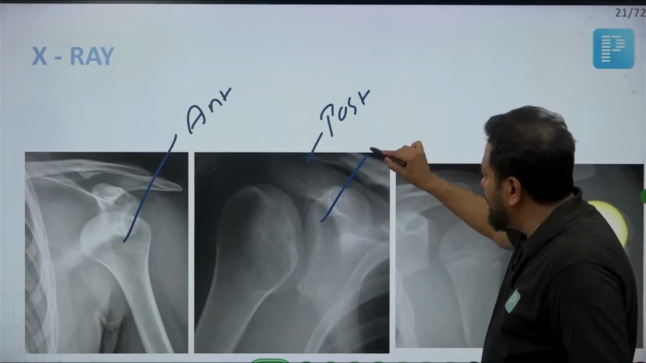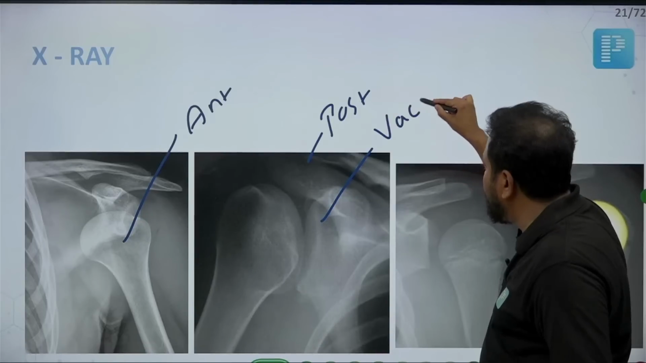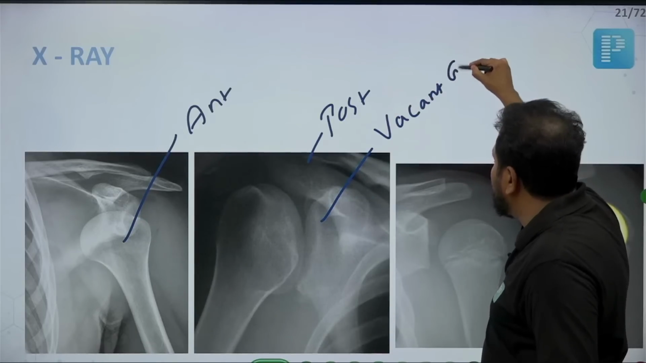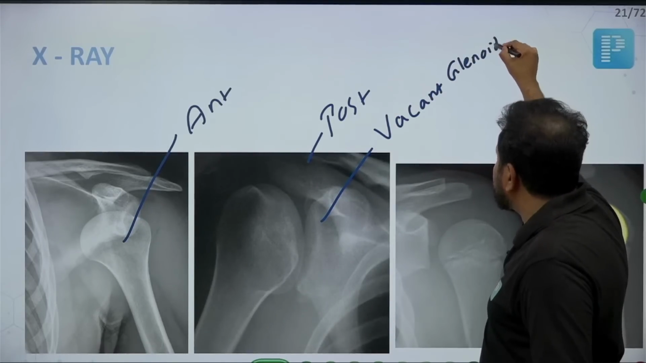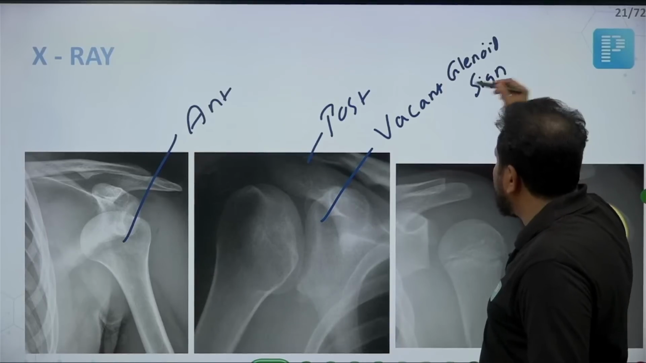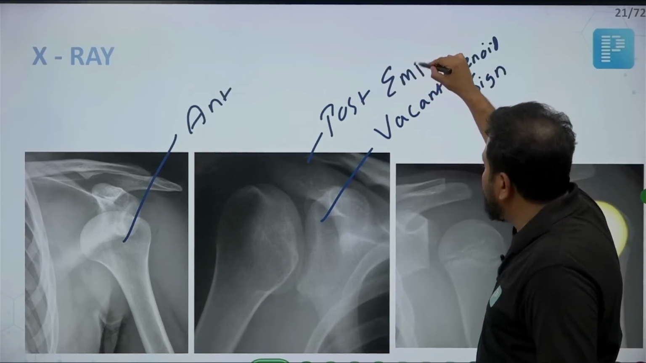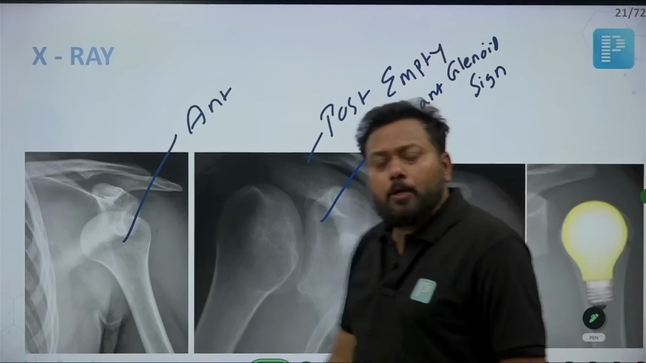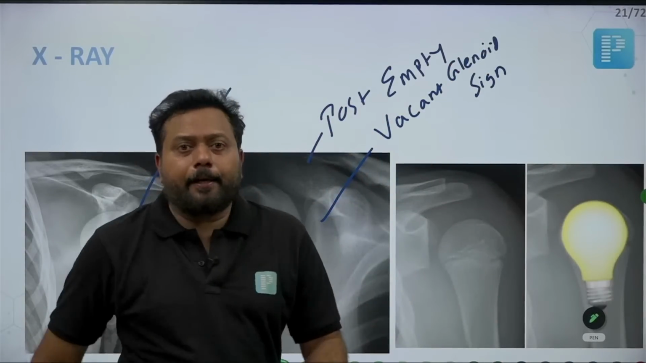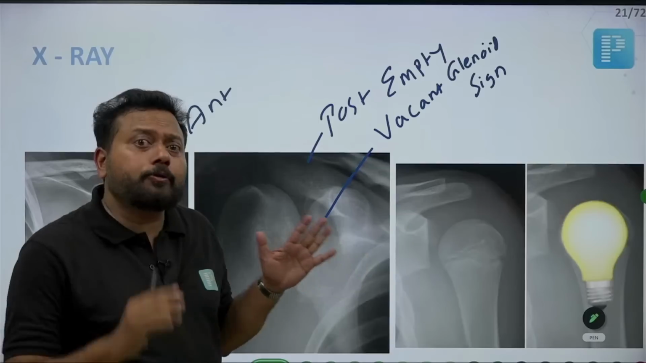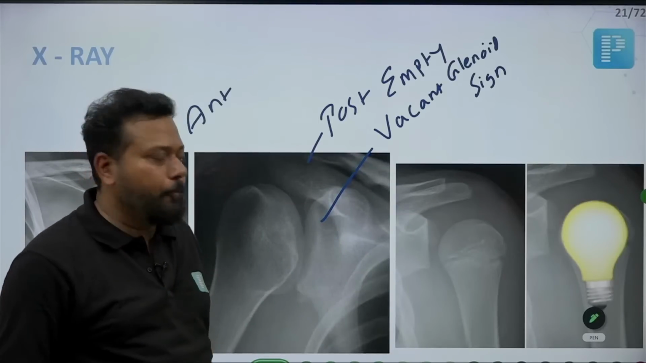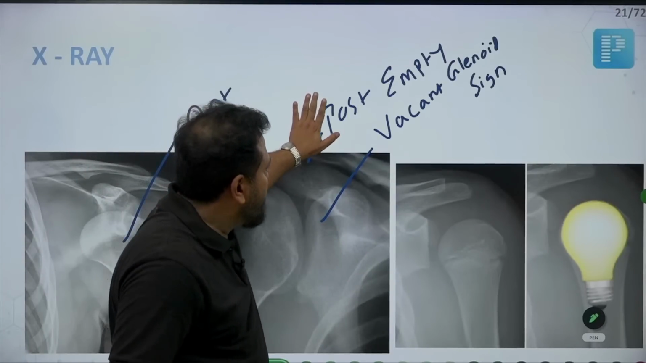That is why this is called the vacant glenoid sign. Some books use the word empty glenoid sign. So the empty glenoid sign or vacant glenoid sign is a feature of posterior shoulder dislocation.